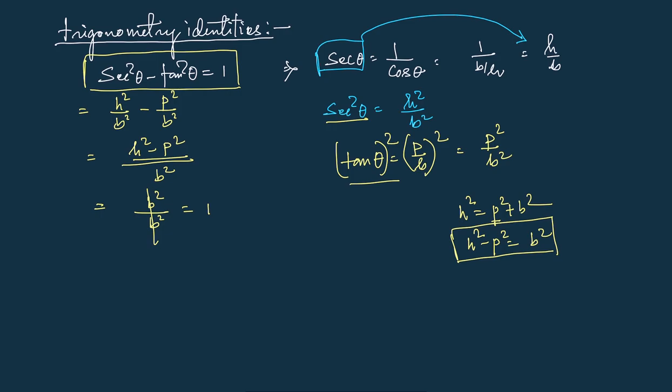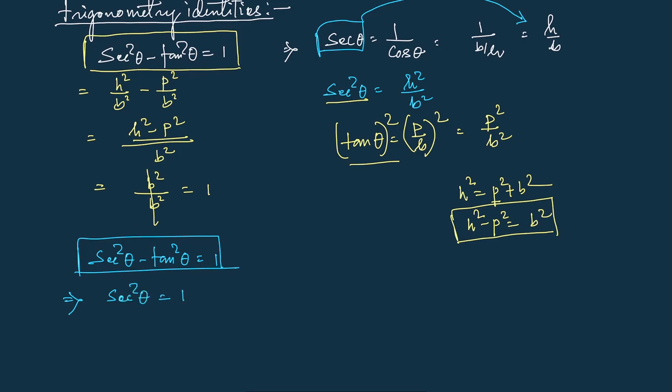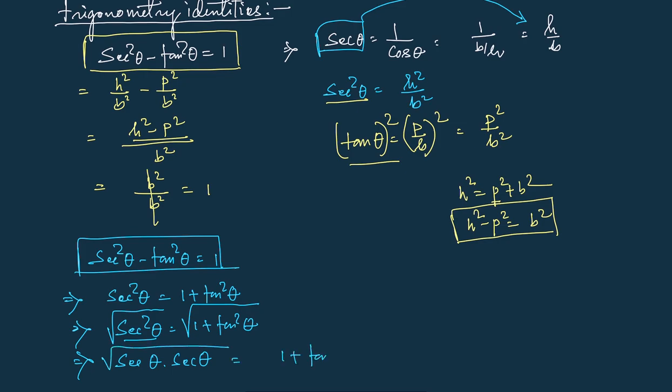So we can formulate different formulas from this main formula. So what is the formula? Sec square theta minus tan square theta is equal to 1. From this formula we can derive sec square theta. If this minus tan square theta comes to the right hand side, it is going to be plus tan square theta. So it is going to be 1 plus tan square theta. Okay, so sec square theta is equal to 1 plus tan square theta. If I take the square root both sides, it is going to be like this. Sec square theta is sec theta into sec theta, so the square root is equal to the square root of 1 plus tan square theta.